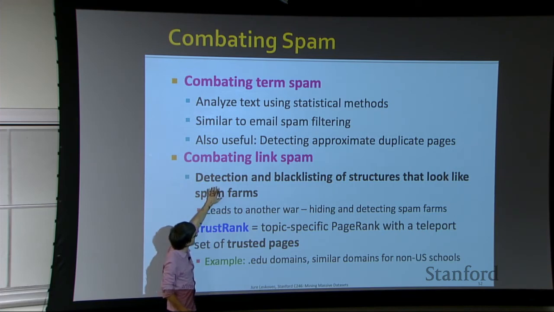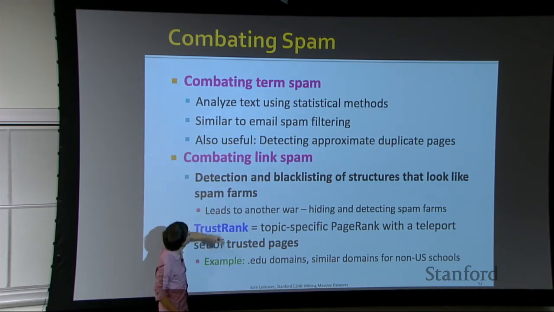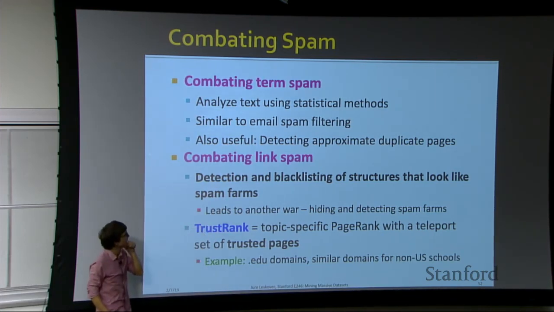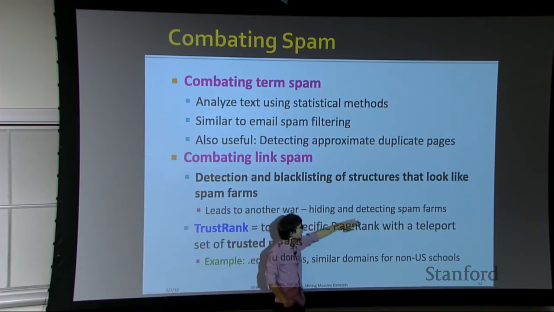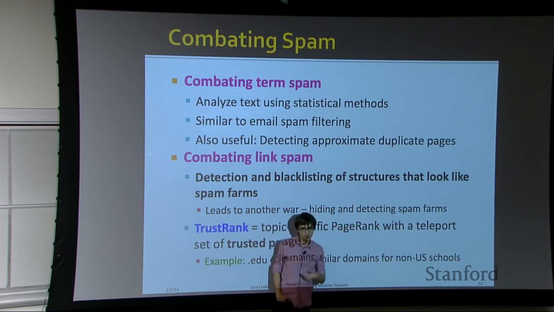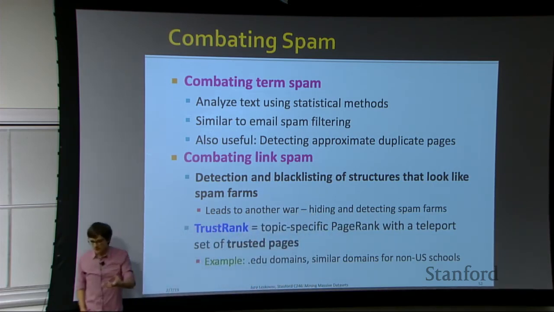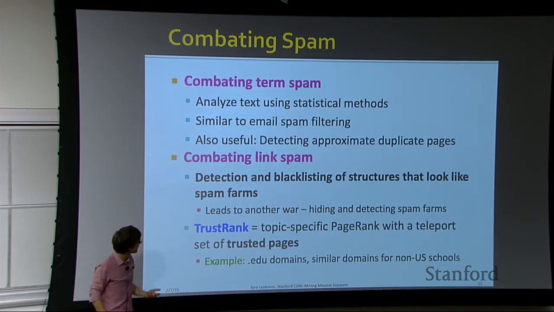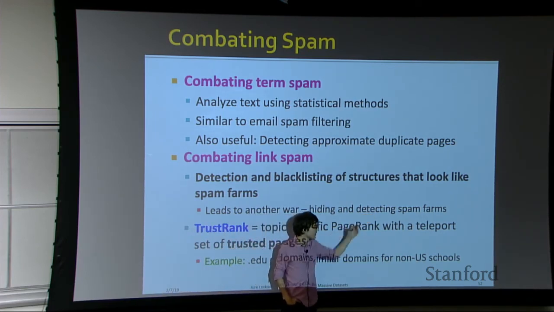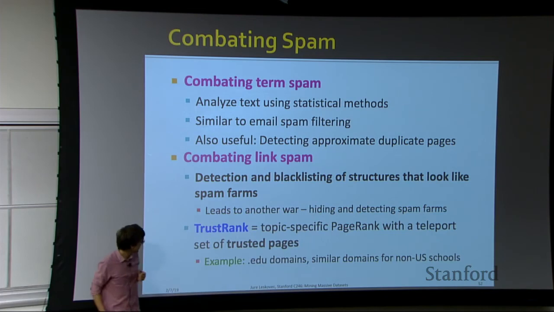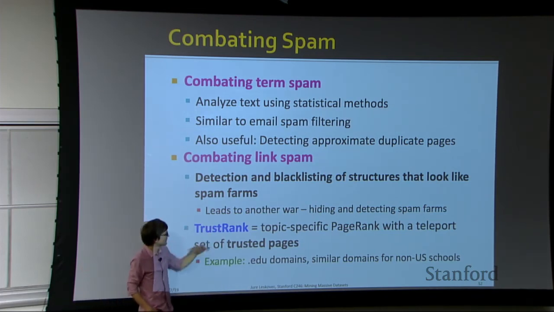Detection, basically the idea is that you want to detect and then blacklist structures that look like a spam farm. And then, of course, this leads to another war, which is how do you hide a spam farm and how do you detect a spam farm? So I showed you how to create a spam farm. Now there is another art, how do you hide it? And then there is another art, how do you detect it? And to detect spam farms, we will talk about this method called TrustRank.